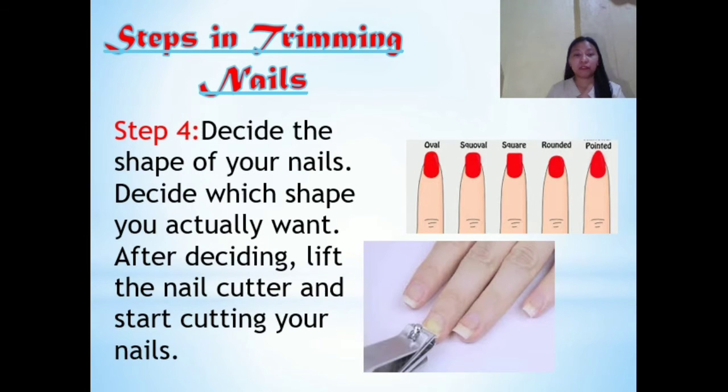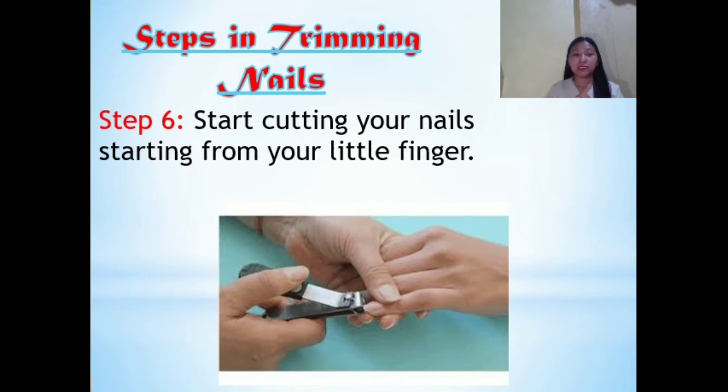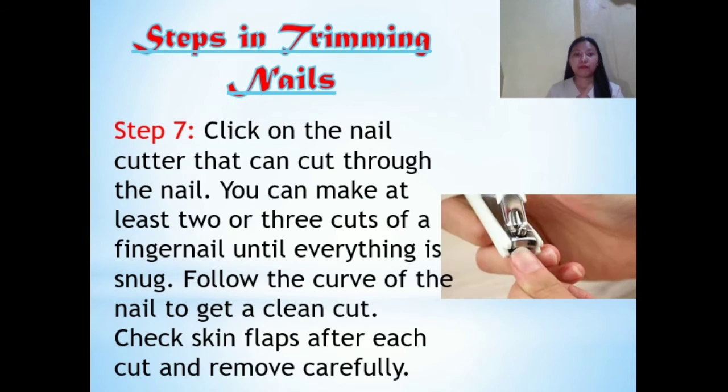Step 5. Decide the shape of your nails. Decide which shape you actually want. After deciding, lift the nail cutter and start cutting your nails. Step 6. Start cutting your nails, starting from your little finger. Step 7. Click on the nail cutter that can cut through the nail. You can make at least 2 or 3 cuts per fingernail until everything is snug.